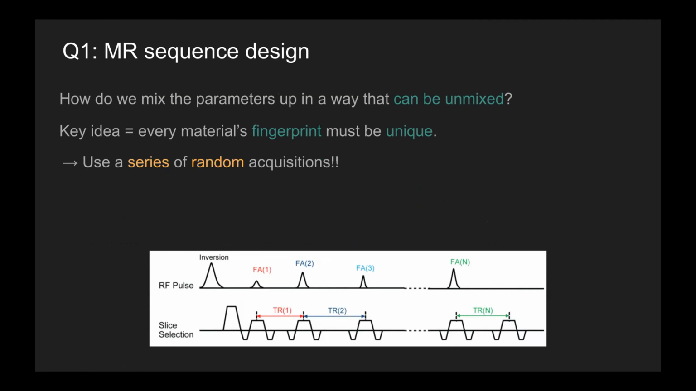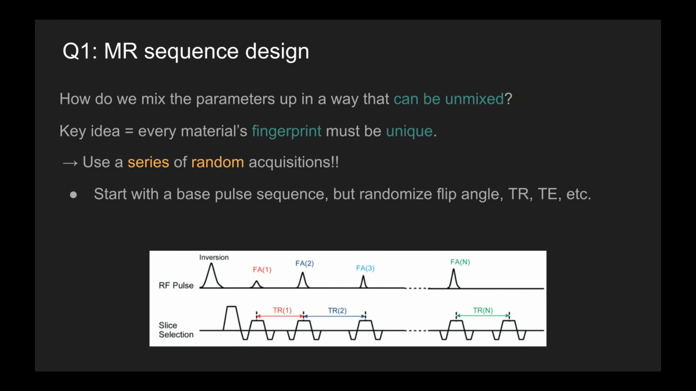In MRF, we use random acquisitions. What I mean by this is that we start with some base pulse sequence. In the original paper, they used balanced SSFP, but we randomize all the different parameters of the sequence, such as the flip angle, TR, TE, etc. If we look at this picture, there's a series of excitations. In each one, a readout is taken, but they all have a different flip angle and TR. And these are chosen in a pseudo-random sequence.